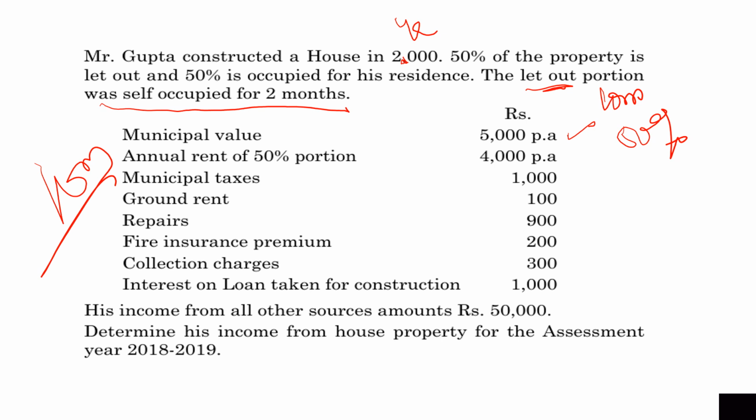NAV வரைக்குமே நில்லா தான் வரப்போகுது. நம்ம மெயினா பார்க்க போறது let out propertyக்காக. So 50% is what we will take into account, because questionலயே கொடுத்திருக்காங்க 50% மட்டும் தான் let out ஆயிருக்கு. So இப்போ municipal value everything you just take out 50% of it.